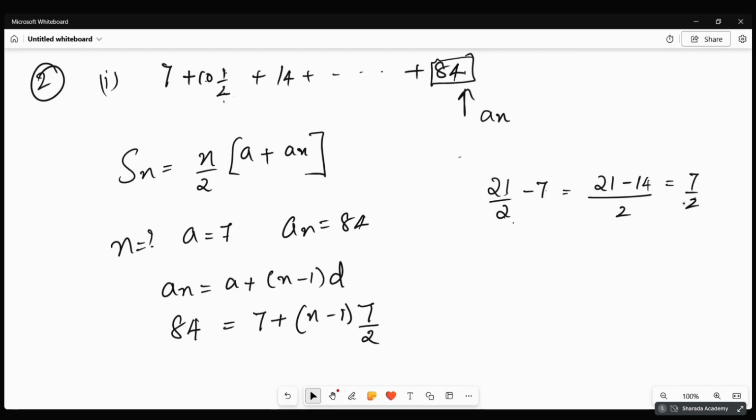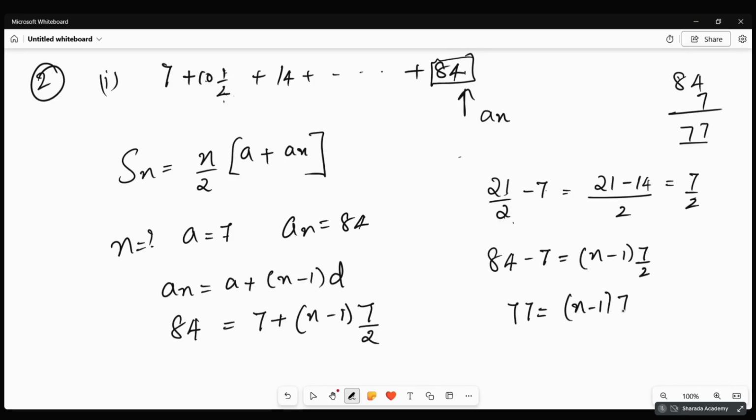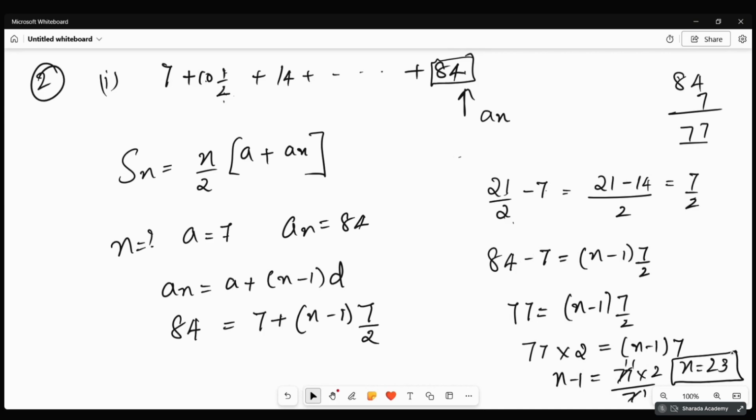Okay. Now 84 minus 7 is equal to n minus 1 into 7 by 2. 84 minus 7, how much I will get? 77 I will get. 77 is equal to n minus 1 into 7 by 2. 2 I can shift to the other side. 77 into 2 is equal to n minus 1 into 7, or n minus 1 is 77 into 2 by 7. So 22 I will get. n is equal to 23. Now substitute the n value and find this.